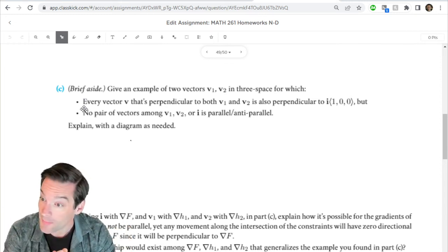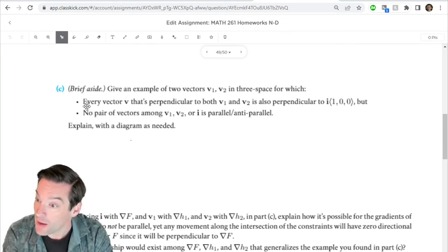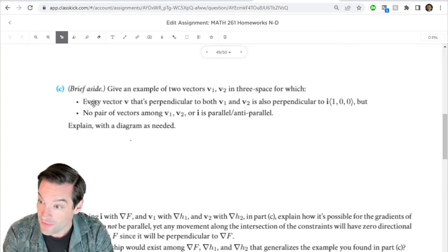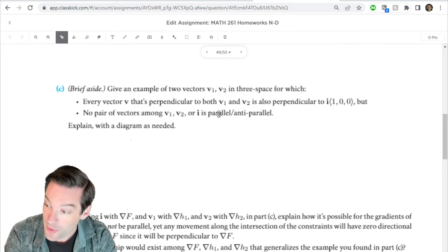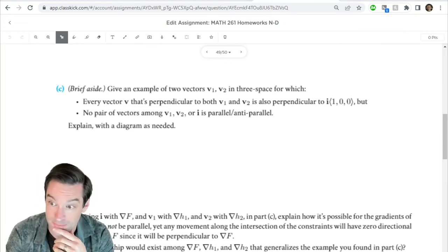In part C, this is the part I want to start by dwelling on: how do we find a triplet of vectors, three vectors in three space, such that every vector that's perpendicular to two of them is perpendicular also to the third one, but no pair of vectors in this list is parallel or anti-parallel to one another? So what relationship among three vectors will satisfy this condition?